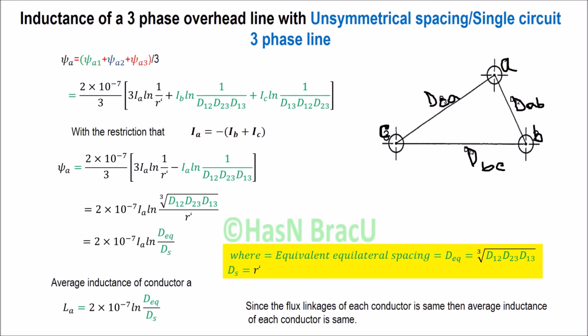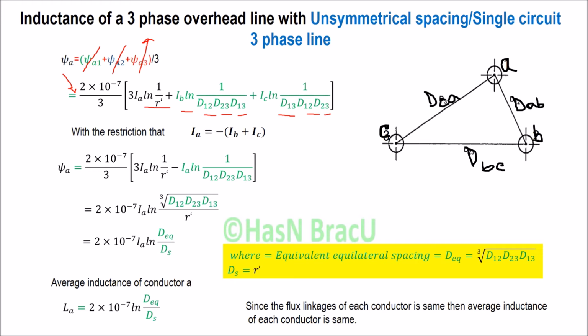Now after putting the value of psi A1, psi A2 and psi A3, we can get the average flux linkages as 2 into 10 to the power minus 7 divided by 3 IA ln of 1 divided by r prime plus IB ln of 1 divided by D12, D23, D13 plus IC ln of 1 divided by D13, D12, D23.